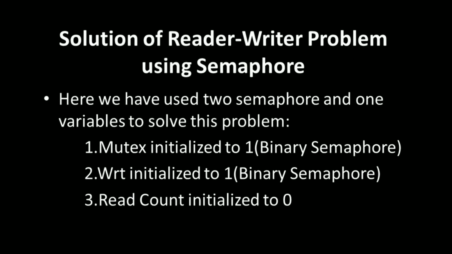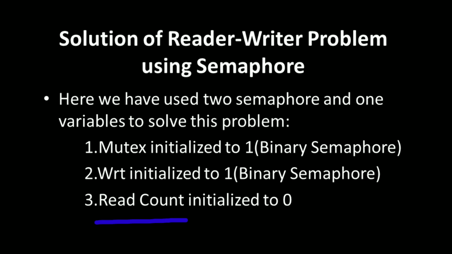Here we have used 2 semaphores, mutex and wrt, and 1 variable, read count. Mutex is used to lock the critical section for readers. WRT is used to block the writers from entering the critical section, and read count helps in counting the number of readers in the critical section, and it permits the writer to enter when it becomes 0. Mutex is initialized to 1, WRT is initialized to 1 and read count is initially 0.